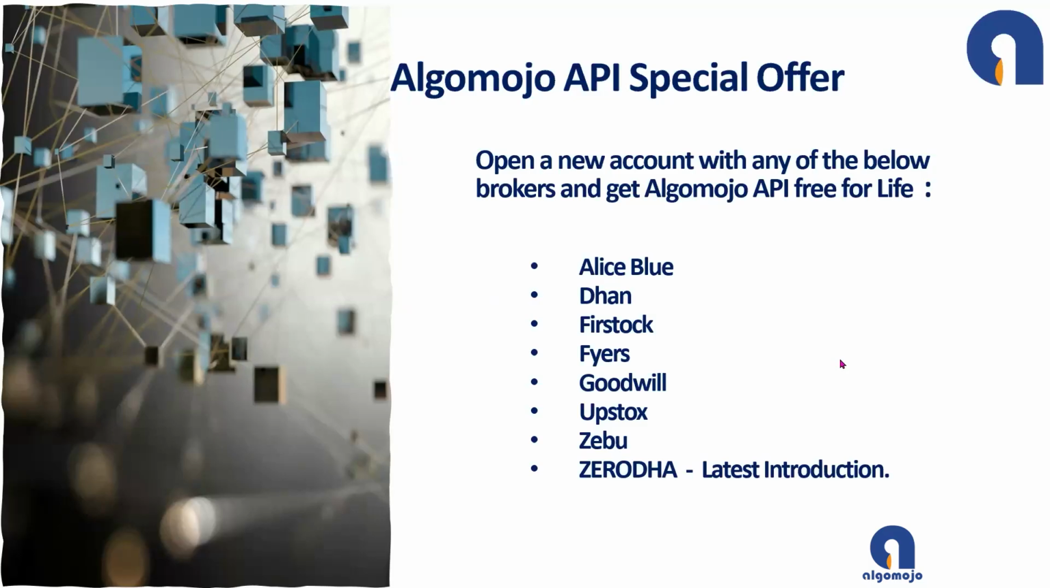Algomojo API is also free of cost for life. So your entire automation process can be done without any charges being involved towards API. Now, only thing is, Zerodha used to charge the retail segment a monthly API charge, but they have made it zero. A couple of months ago they removed those charges also. So including Zerodha, you will be able to automate, and if you open a new account, you will be able to do it without any cost. You can run your strategies without any additional cost.